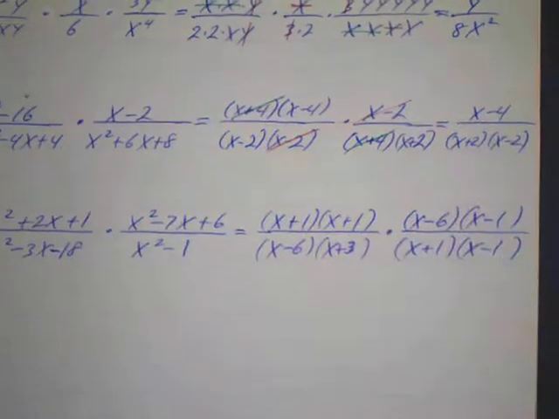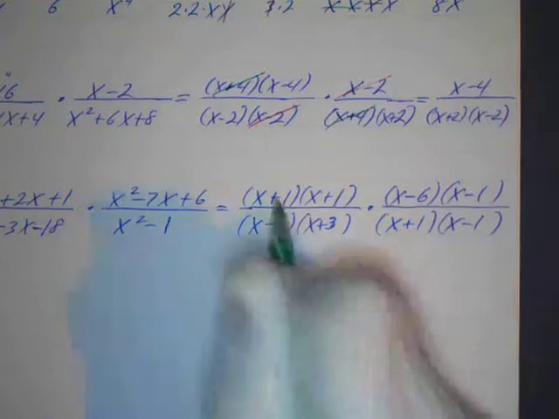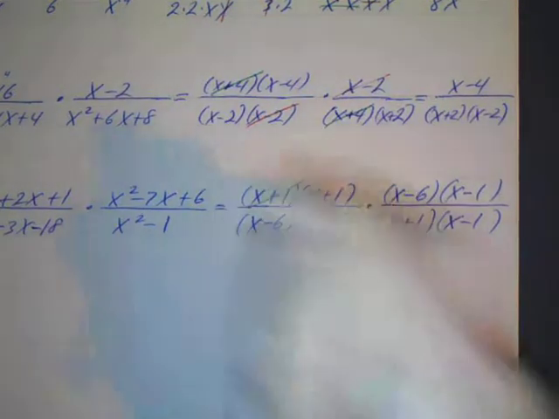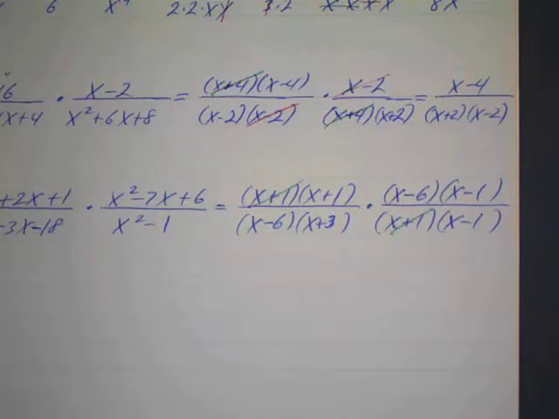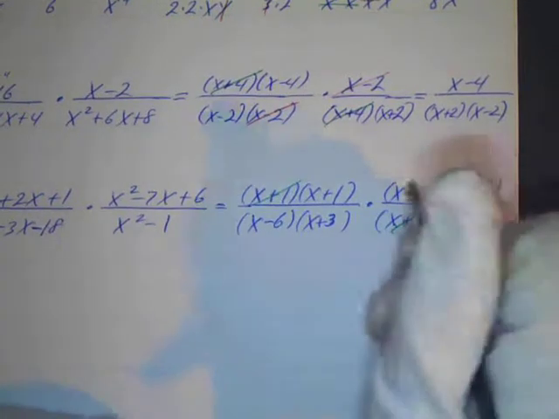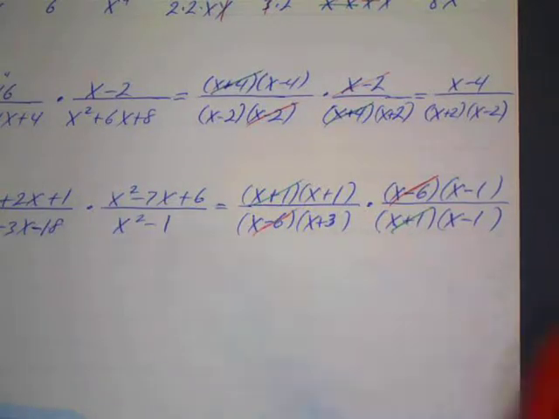All right, so now we have everything all factored. So any common top with any common bottom. So we've got an x plus 1 here and here. Any more x plus 1s in the bottom? No. Any x minus 6s in the bottom? Yes, there's an x minus 6 over here. And any x minus 1s in the bottom? Yeah, there's an x minus 1 here and here.